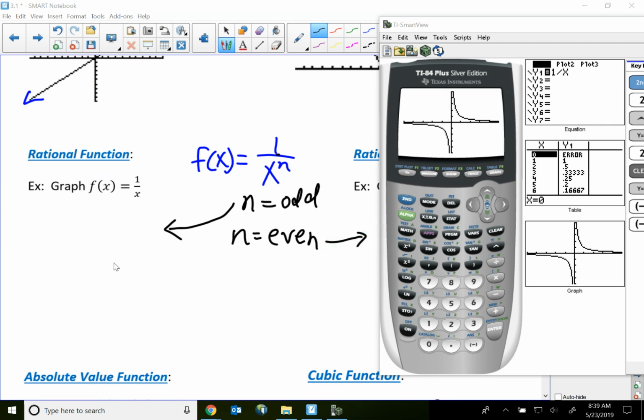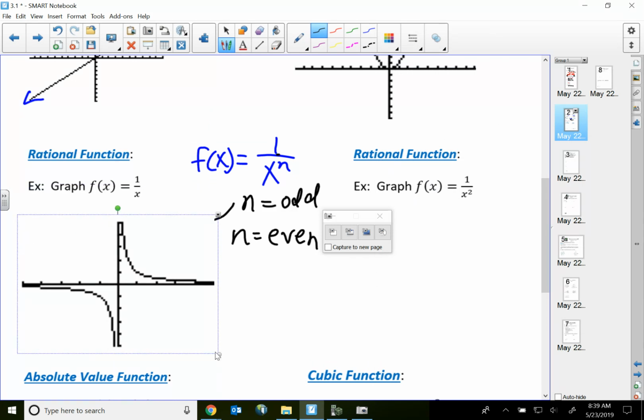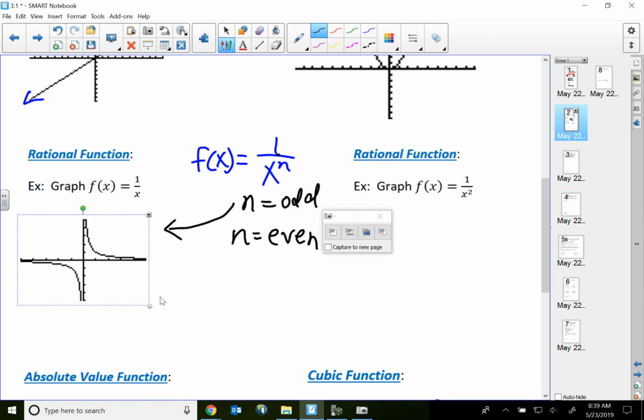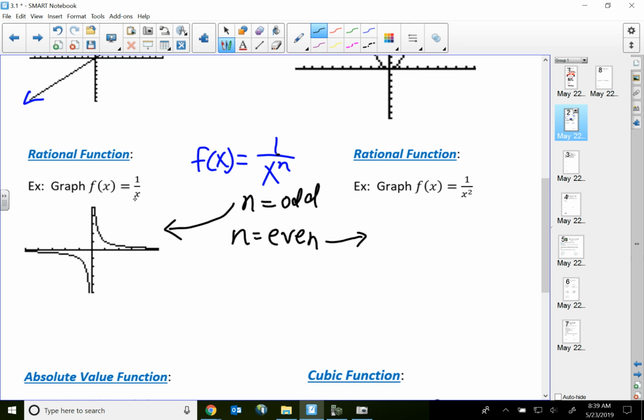All right, so let me take a picture of this. So this is what 1 over x looks like, where the exponent is odd. Now, as I mentioned before, whenever we're dealing with a fraction, the denominator can never equal 0. So this x down here should never equal 0. And that is called the restriction on the domain. What my denominator cannot be is called the restriction on the domain.